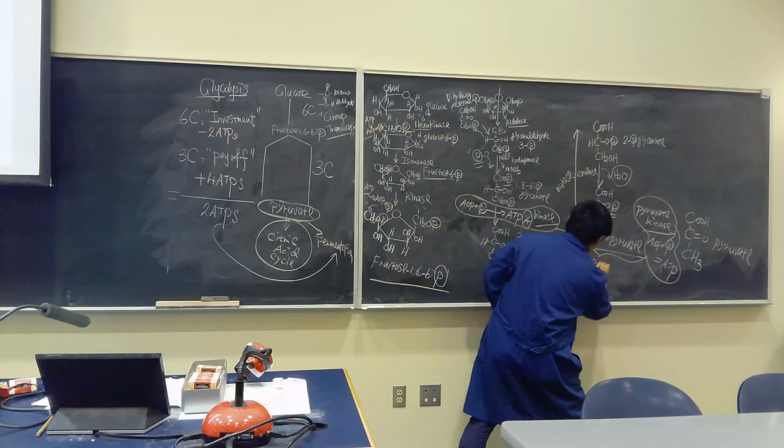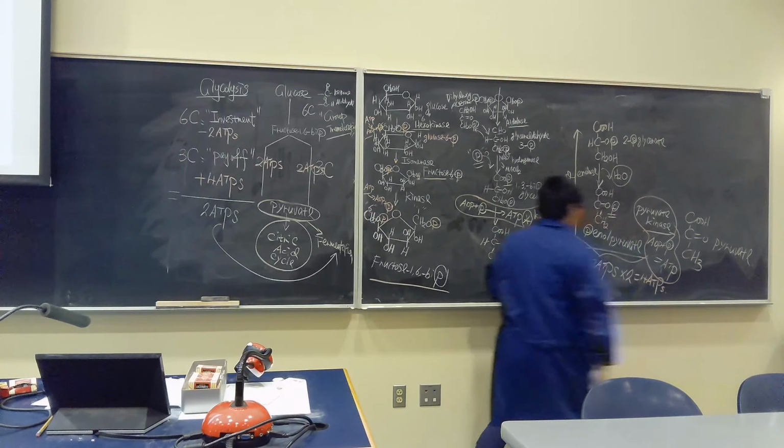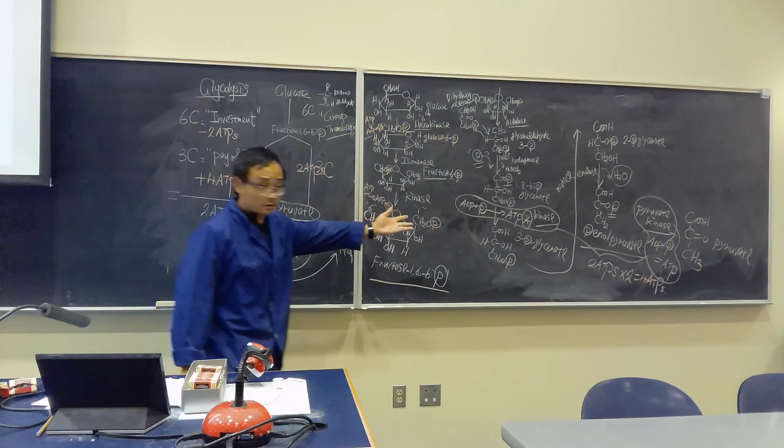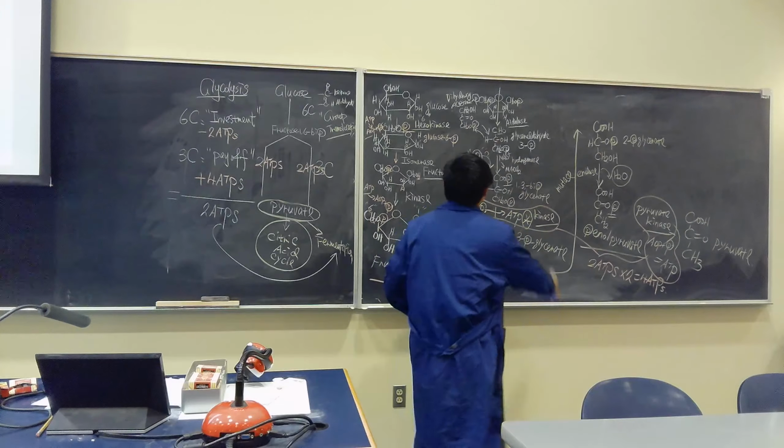But don't forget, this is a branch. 2 ATPs in one line, 2 ATPs in another line. So you multiply by 2, it is 4 ATPs. Okay? That's the story. So, not difficult. The only tricky thing here is really this guy.